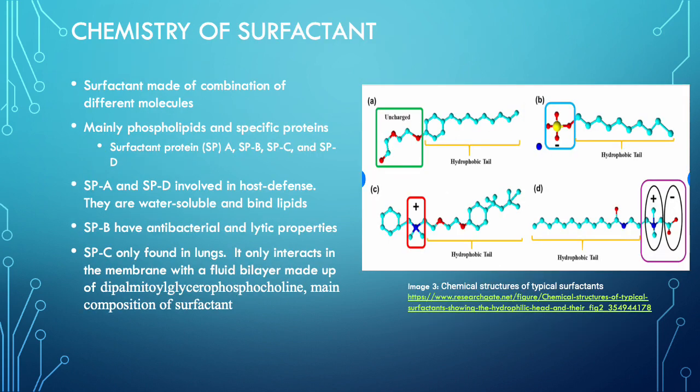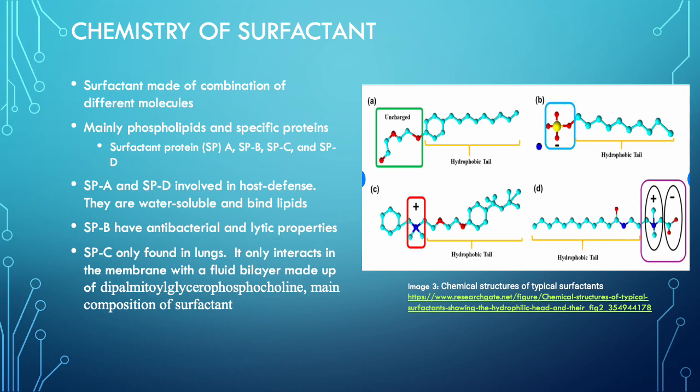Surfactant is made up of a combination of different molecules. It is mainly made up of phospholipids and specific proteins. These proteins are surfactant proteins SPA, SPB, SPC, and SPD. SPA and SPD are part of a family of large multimeric proteins with collagenous lectin hybrid properties and are involved in host defense. They are water-soluble and bind lipids. SPA also organizes alveolar surfactant phospholipids.